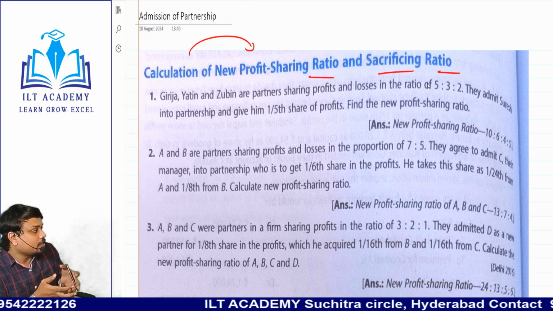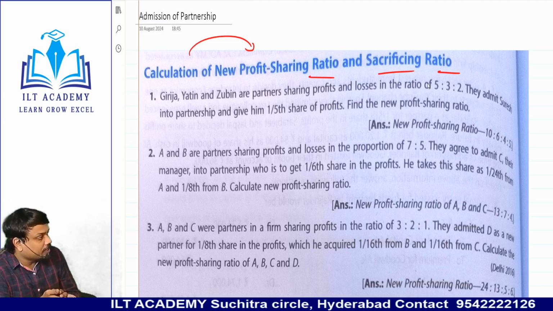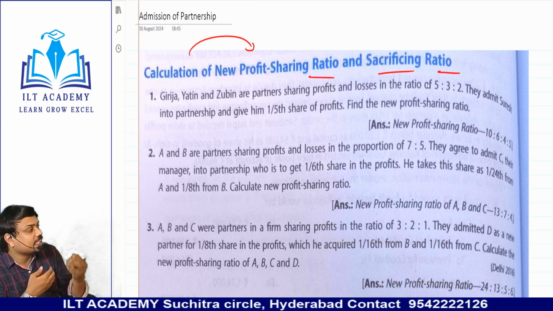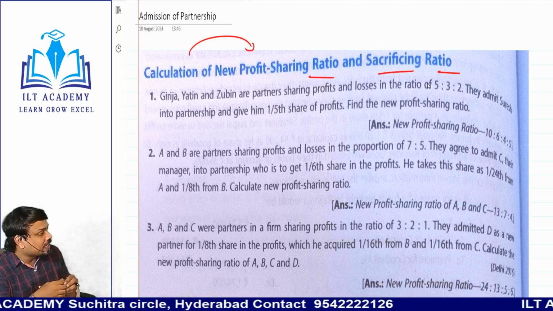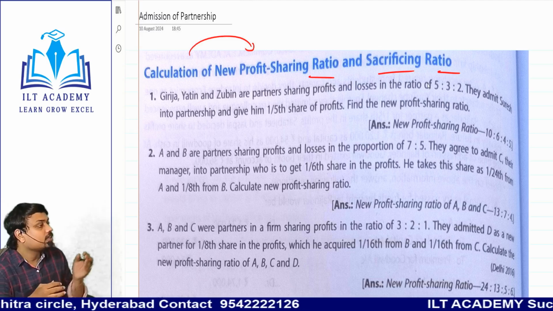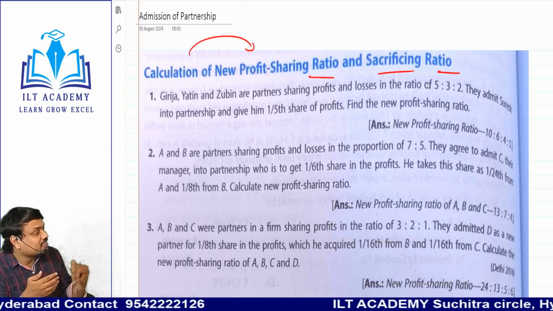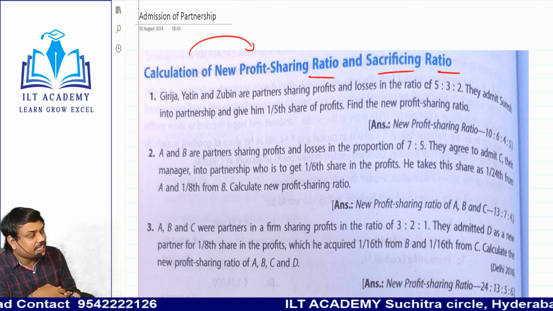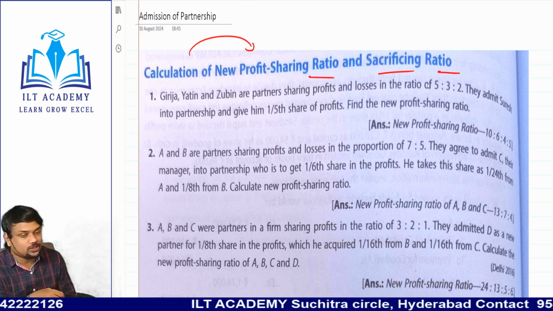Now what is new profit sharing ratio is when two partners are there. Some partner is coming. Admission में new profit sharing ratio क्या बनेगा? रिटायरमेंट में भी है समझो. Already there are few partners. एक नया पार्टनर आने की वजह से रेशियो कैसे चेंज हो जाएगा? That is called as what? New profit sharing ratio. And how much the people have sacrificed and how much the people have gained, that you are going to calculate in the form of what? Sacrificing ratio and gained ratio, gaining ratio.